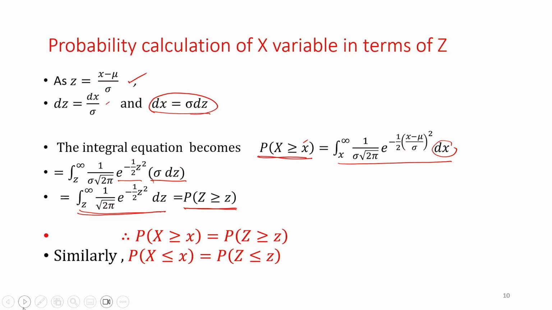Similarly, we can show that P(X less than small x) is equal to P(capital Z less than small z). So that means X greater than x equals Z greater than z, or X less than x. Exactly the same way we can show that this will be equivalent to P of Z less than small z.